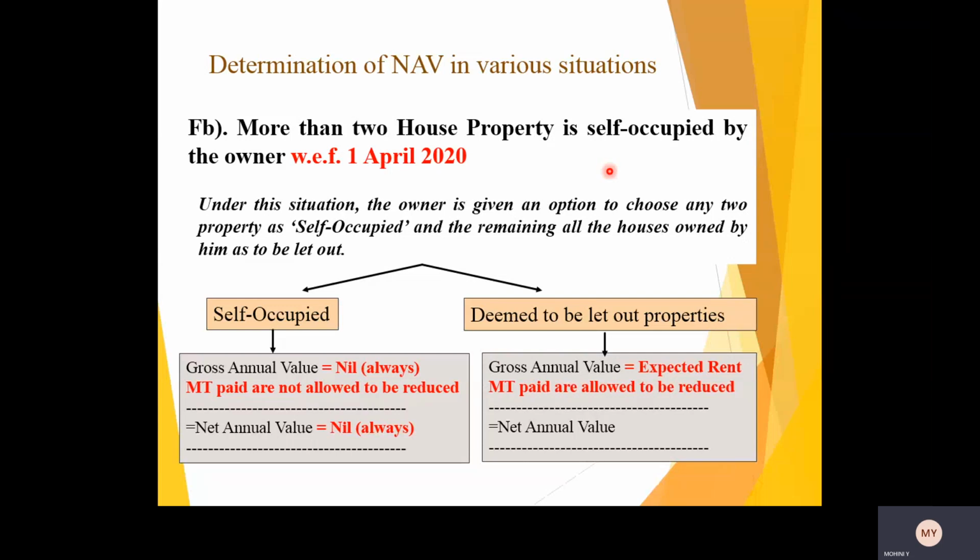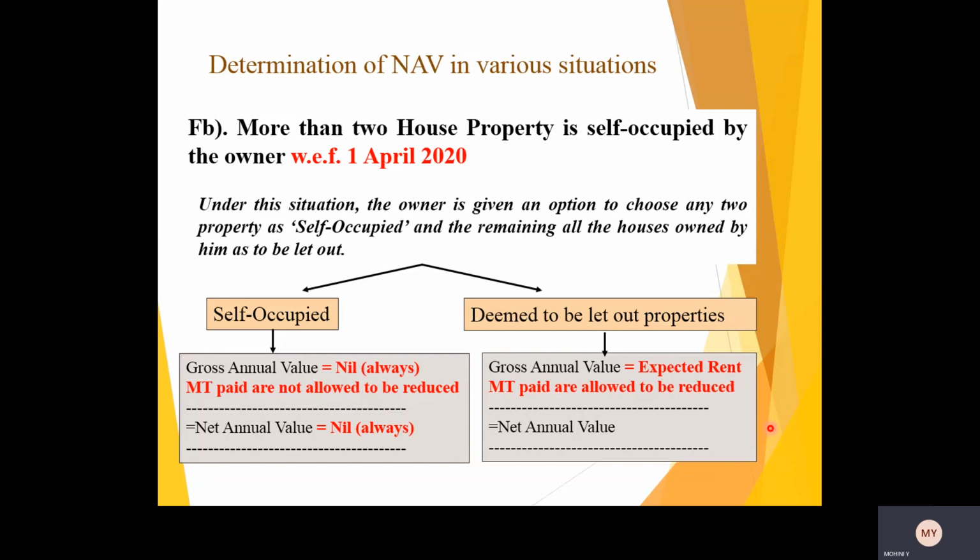Similarly, for the next assumption you could choose house 1 and house 3 as self-occupied, and 2 and 4 will be deemed to be let out, and so on. So you'll calculate the total net annual value for all the assumptions, and then again you will choose that assumption which is giving you the least net annual value. So it is very simple. Okay, practice, and in case of any doubts please let me know.